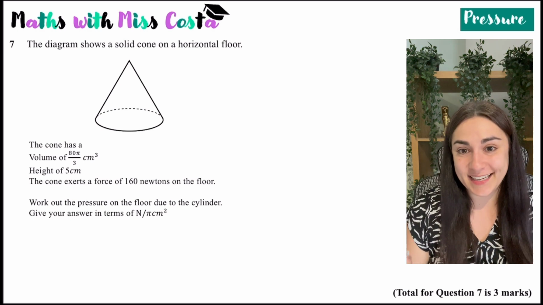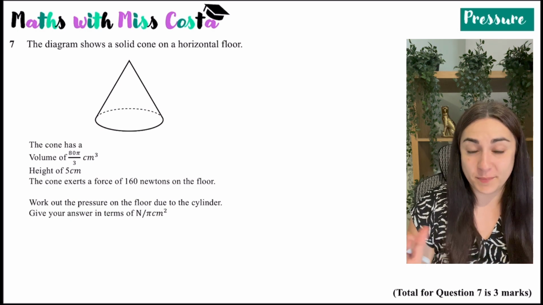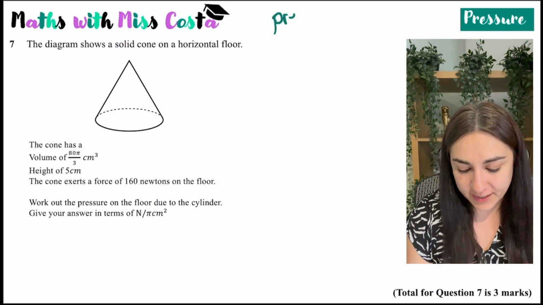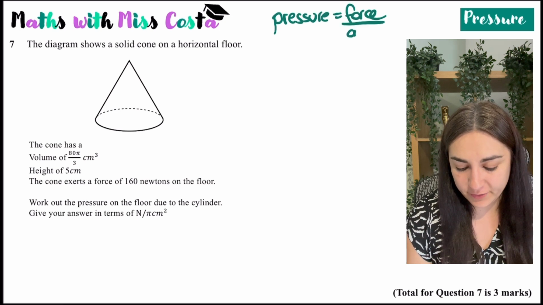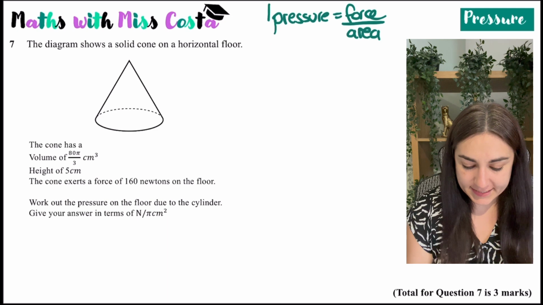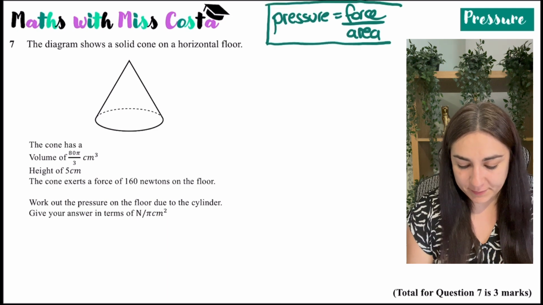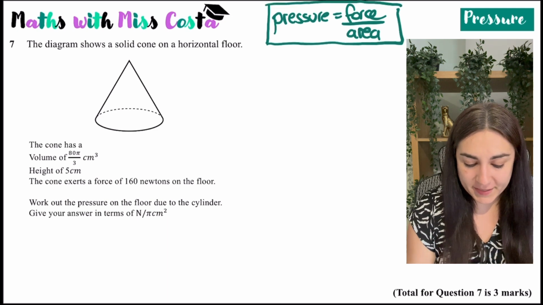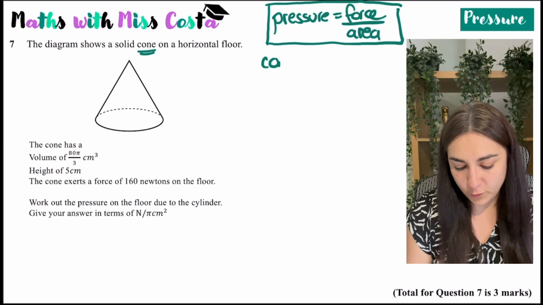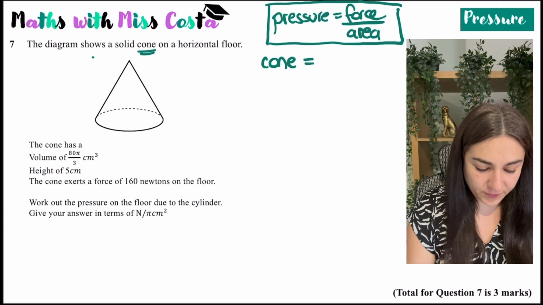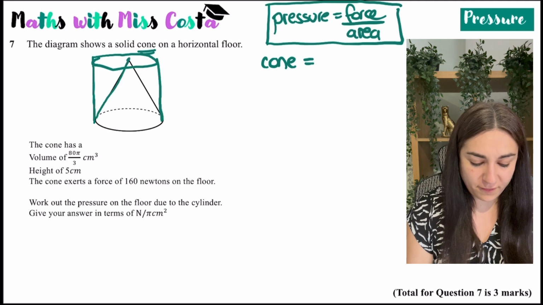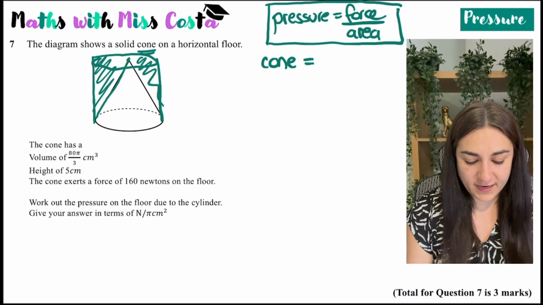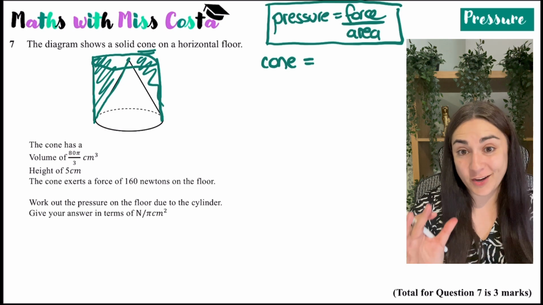The likelihood is that you will be given the formula for pressure, but just in case, the formula for pressure is force over area. So I need to bear that in mind because this question is asking me to find the pressure. I've also been given a cone. Now the formula for a cone, if you just try to imagine that you extended it and turned it into a cylinder, hopefully you can see that roughly you could fit, I mean, I've drawn this really badly, 3 cones into it.